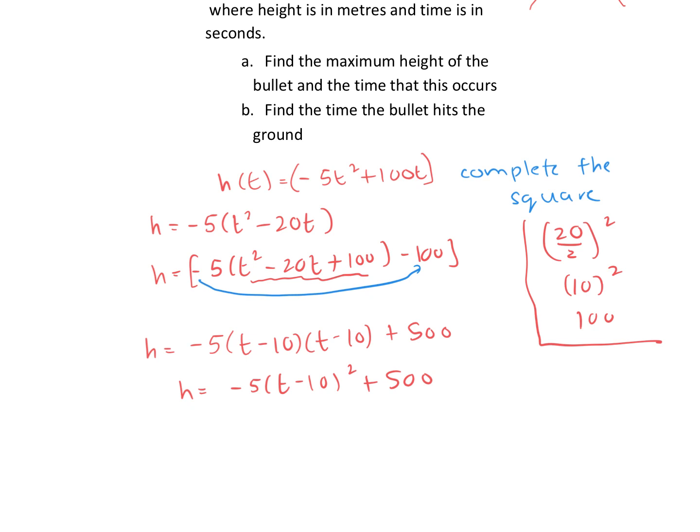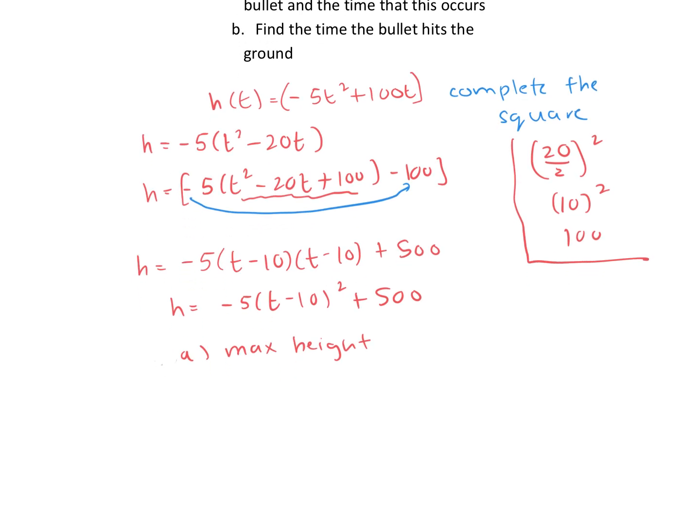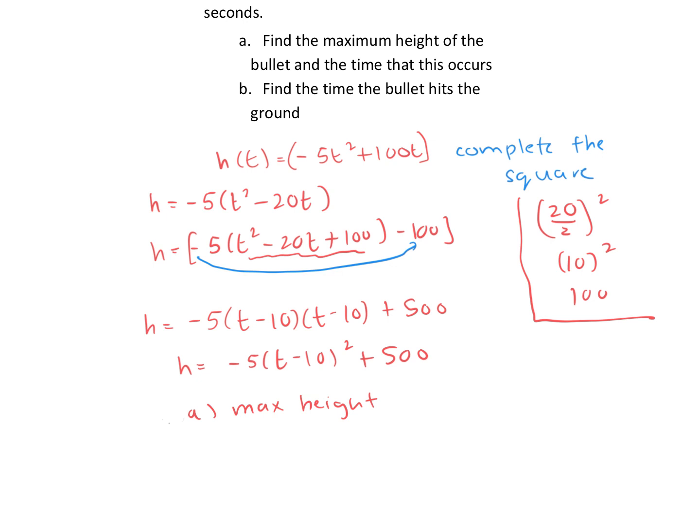So by putting it in vertex form, we can now answer question part A and part B. So part A says what is the maximum height, and part B says what is the time it occurs. So maximum height is 500 meters. So that is here. The time it occurs is right here at 10 seconds. So the vertex tells us the time it hits its maximum height and the maximum height.